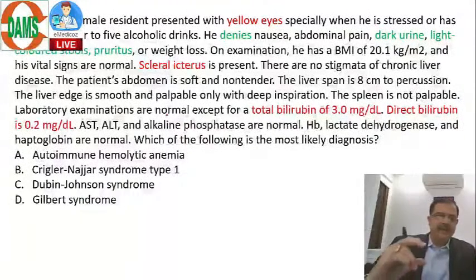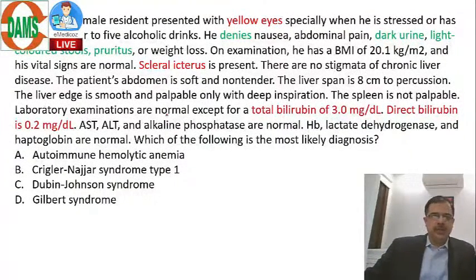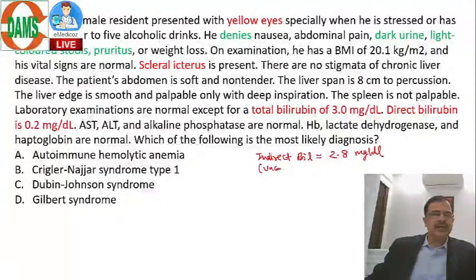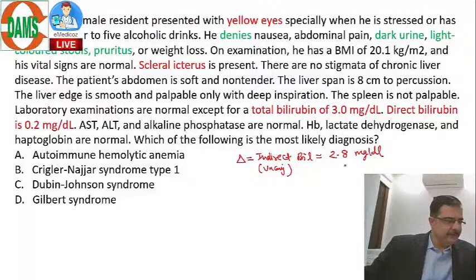The main is the bilirubin level on the investigation. So the total bilirubin is 3 with a direct bilirubin of 0.2. That means the indirect bilirubin, or unconjugated bilirubin, is mainly elevated, 2.8 milligram per deciliter. So this is unconjugated bilirubin. This is our diagnosis. That is elevated. AST, ALT, alkaline phosphatase are normal. So that means liver enzymes are okay.